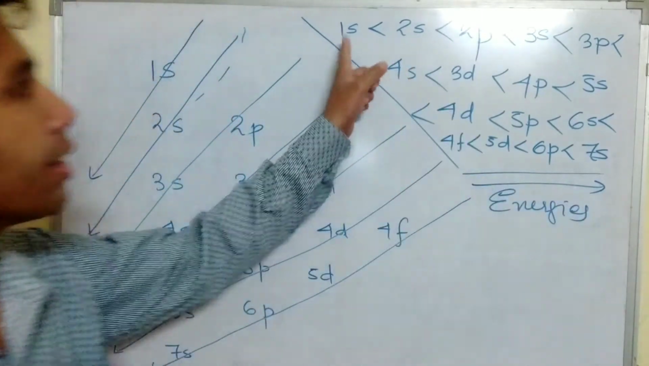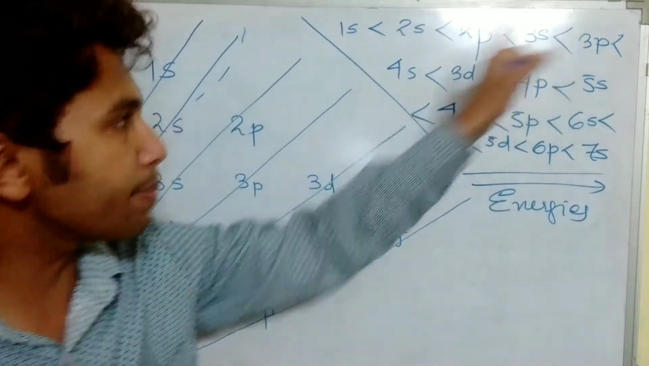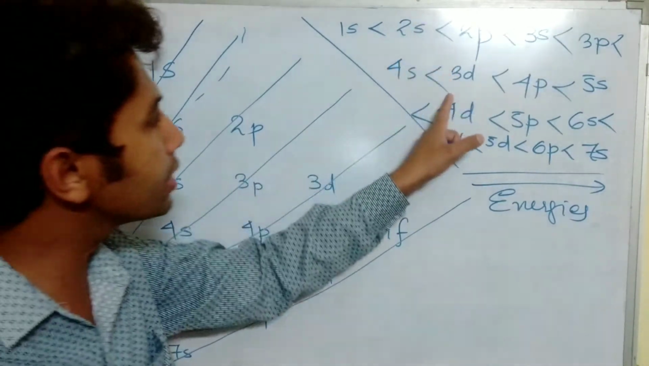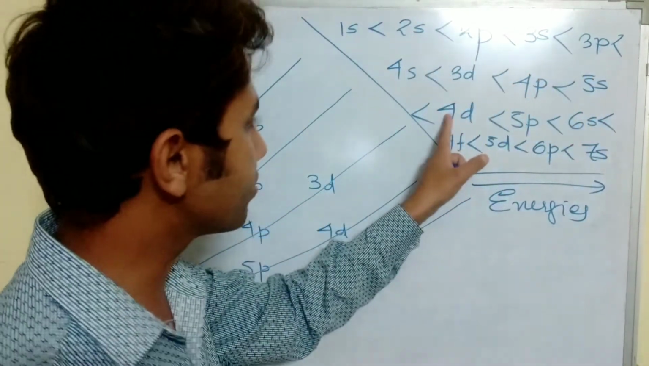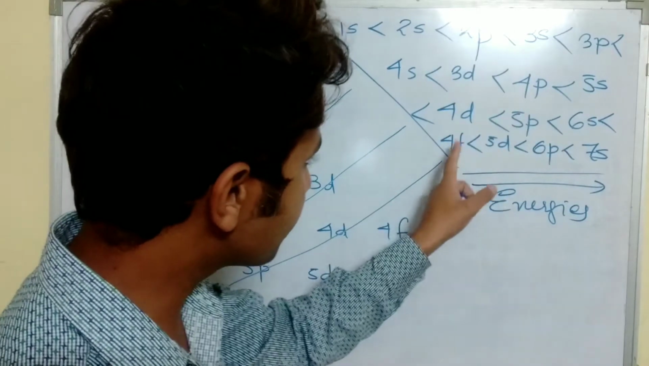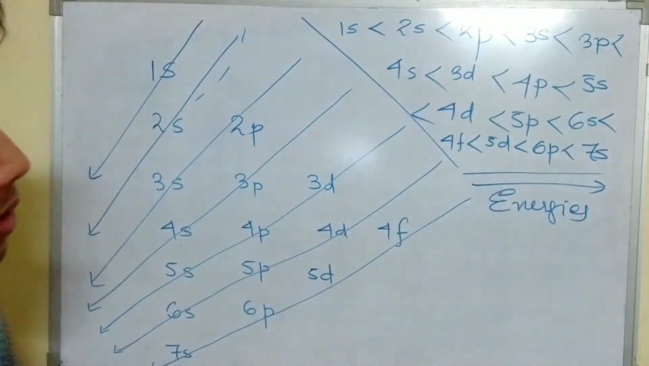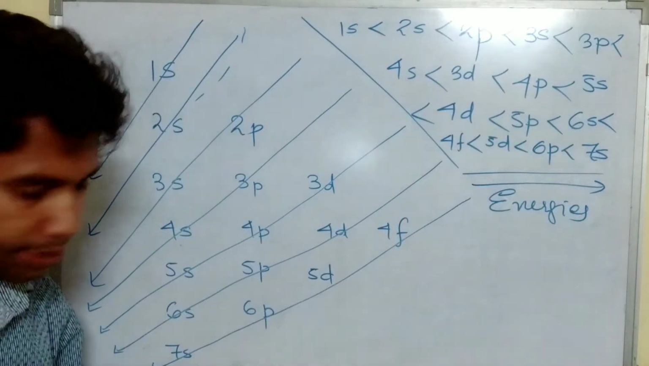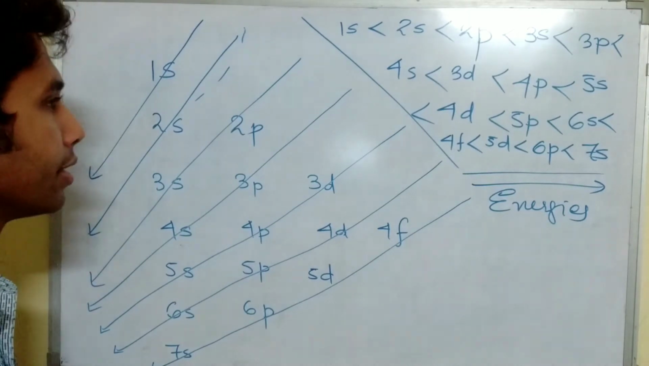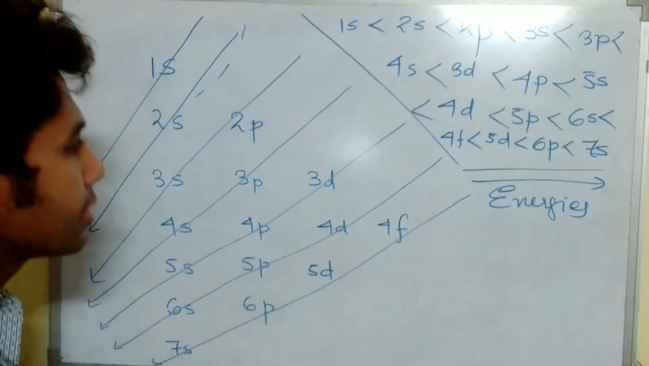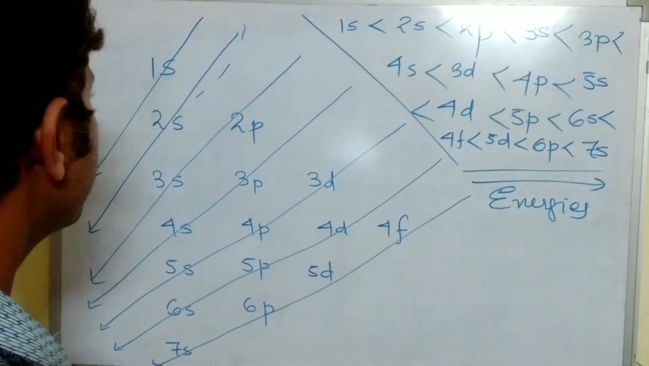First 1s, then 2s, then 2p, then 3s, then 3p, then 4s, then 3d, then 4p, then 5s, then 4d, then 5p, then 6s, then 4f, then 5d, then 6p, then 7s. So in this way we can remember the orbitals in order of their increasing energies.